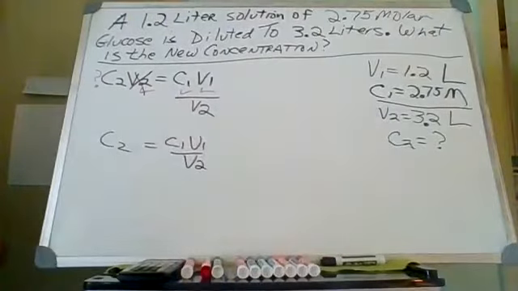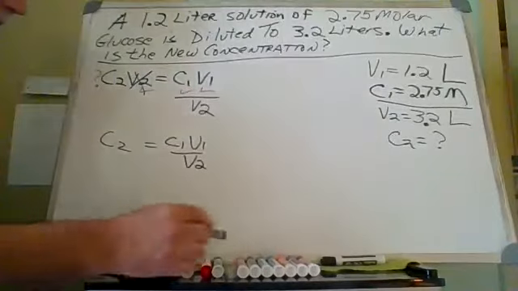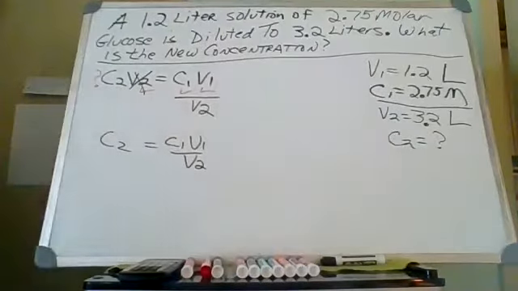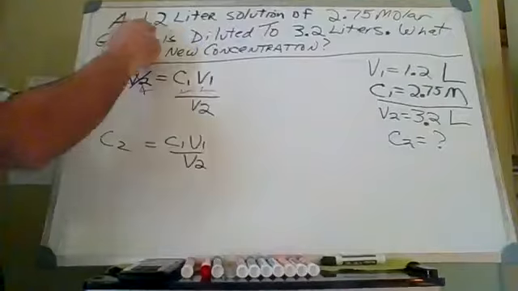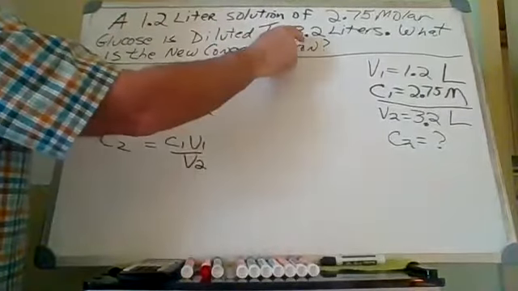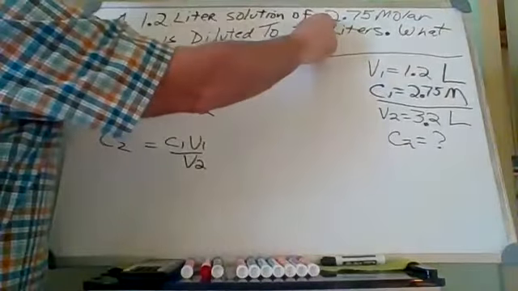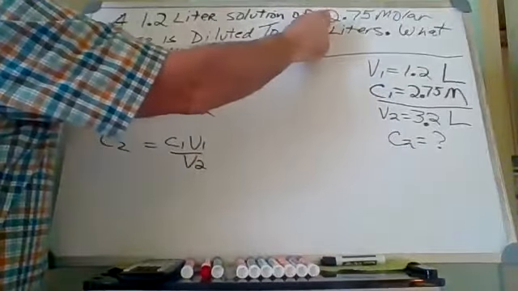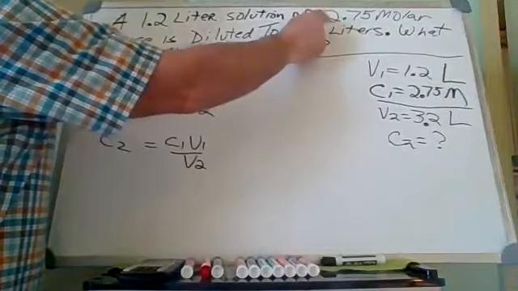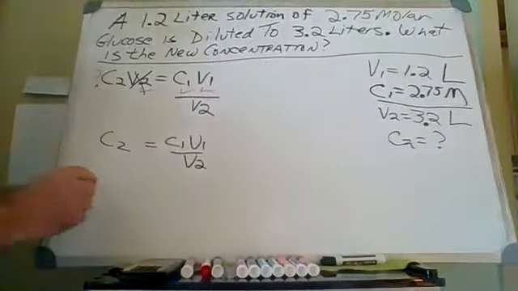Now, before we plug the numbers in from over here into this equation, let's get a ballpark figure for what our answer should be. 1.2 is roughly a little more than 1/3 of this. So we should expect our new concentration to be about 1/3 of this, so somewhere around 0.9 molar, roughly. Okay, so let's go ahead and plug in.